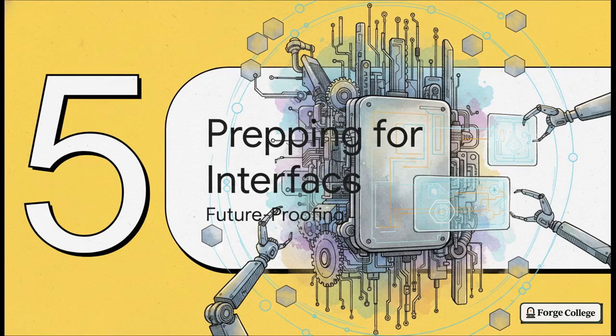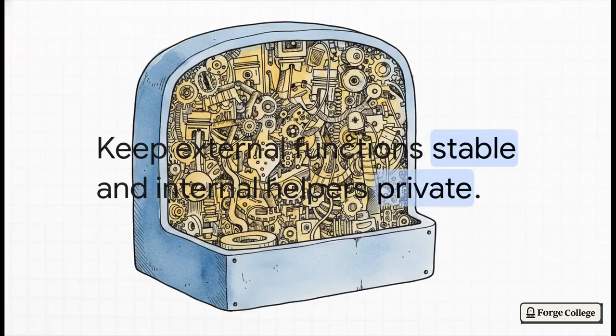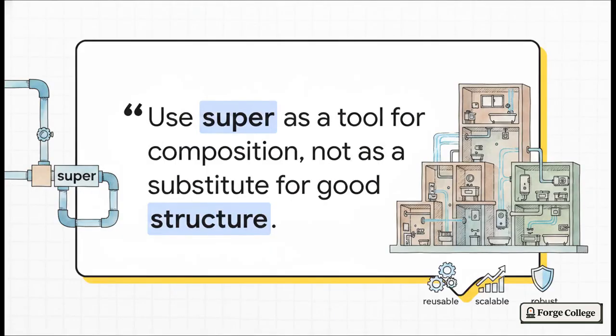Which brings us to Section 5, Prepping for Interfaces, Future-Proofing. By strictly isolating our internal implementation details, like that validate non-zero helper, we leave only a smooth, stable public surface area exposed to the outside world. We want our external function names like getCounter and increment to be set in stone. This public API is exactly what other developers and other smart contracts are going to interact with. So, our ultimate takeaway is this. Use super as a tool for composition, not as a substitute for good structure.